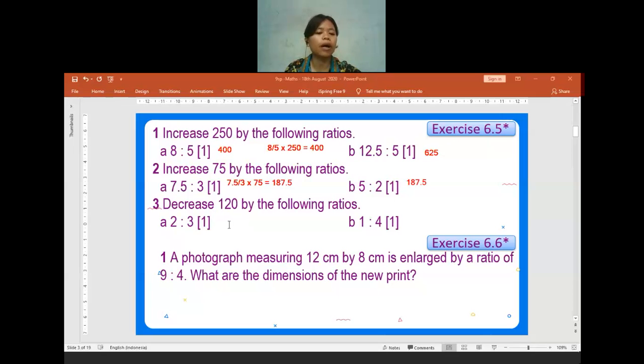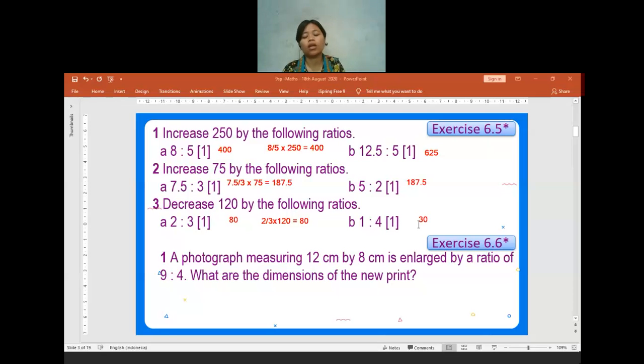Decrease 120 by ratio 2 to 3. 60, teacher. Is it 60? Oh, 80. Yeah, it is 80. Is there anyone who gets confused to get 80? So the ratio is 2 out of 3. We multiply it with 120. So the answer will be equal to 80. Okay. Now for question B. The ratio. Okay, 30. Okay. Is there anyone who gets confused so far?